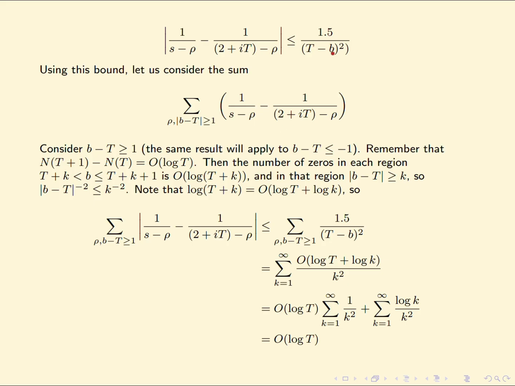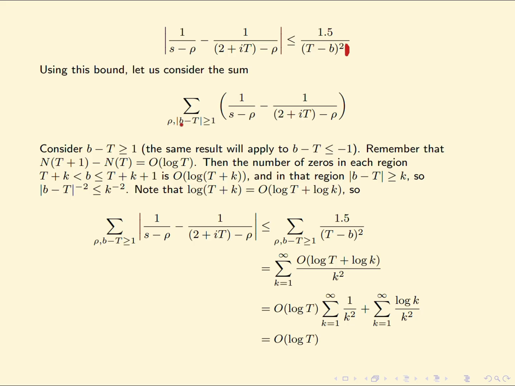Okay, so this is the thing I had from before. Sorry, there's an extra parenthesis here. And using this bound, I'm going to consider this entire sum. This part's going to be a little bit tricky, so bear with me. Remember, we wanted to find the sum over all rho, but it's kind of hard to do, so I'm going to split it into two subtasks.